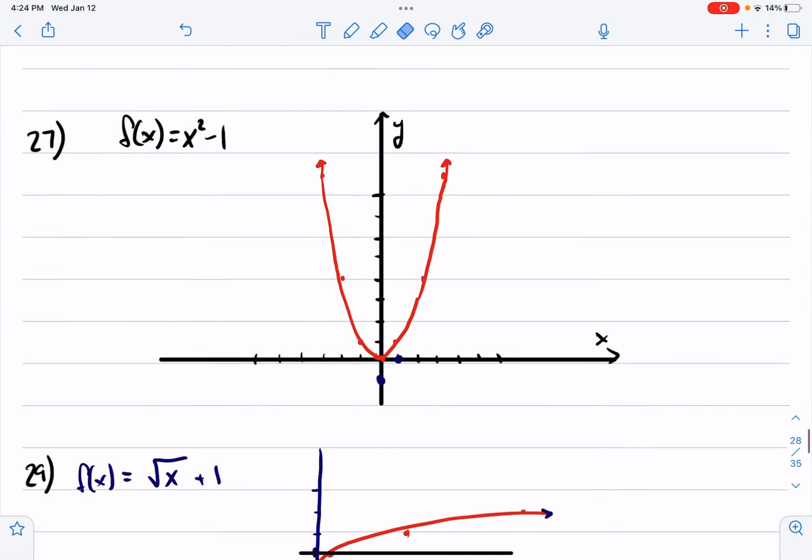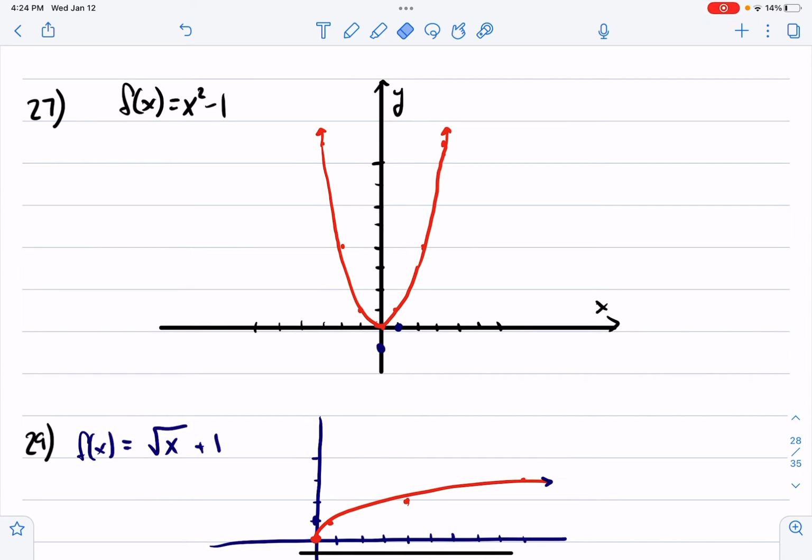Okay, number 27 says f of x equals x squared minus 1. Now, that's not what this graph is. This is the graph of the standard function, or I've also heard it called the root function. And so I've graphed f of x equals x squared. That's what this is, okay? And then what does this minus 1 do? Well, of course, it just drops the whole thing 1 unit.